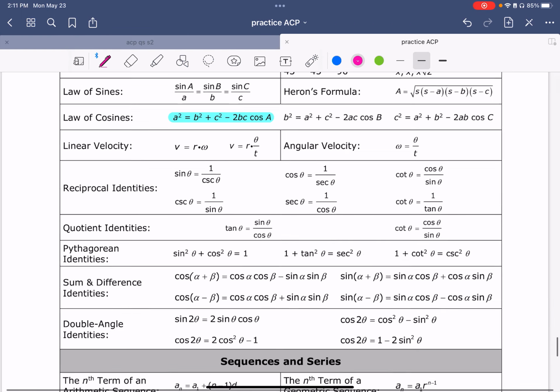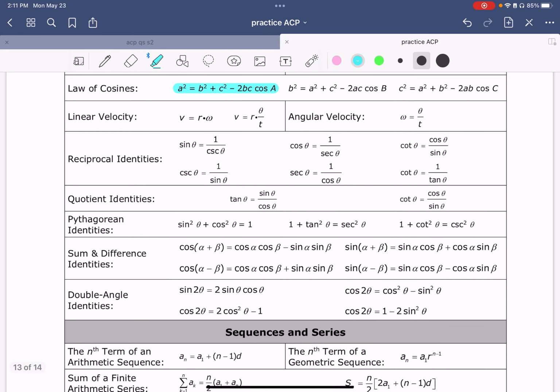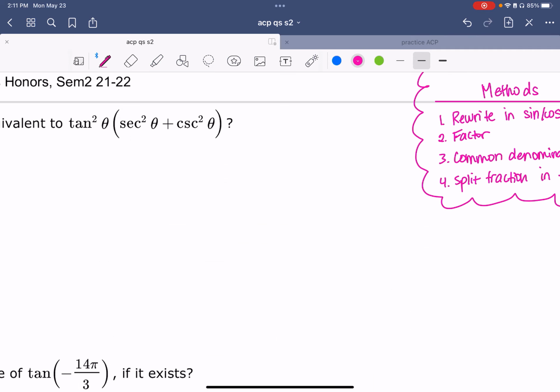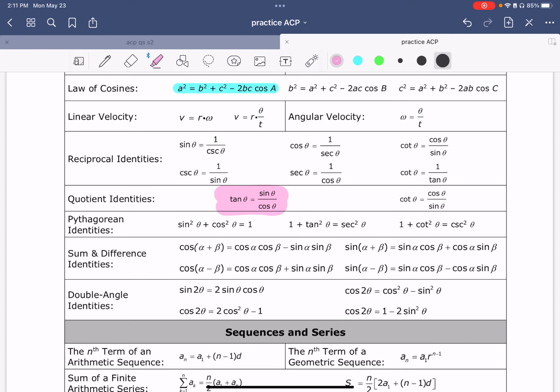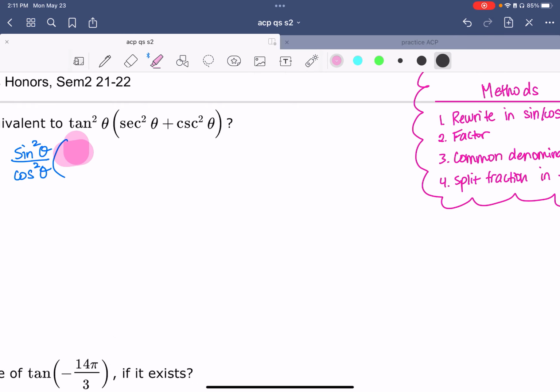So tangent squared, you're going to look at your formula chart. Tangent is sine over cosine. But because it's squared, that means that sine and cosine will also be squared. So you're not going to write sine over cosine, you're going to write sine squared over cosine squared. Secant is 1 over cosine. Again, it's squared, so it's going to be 1 over cosine squared. And then cosecant squared is 1 over sine squared.